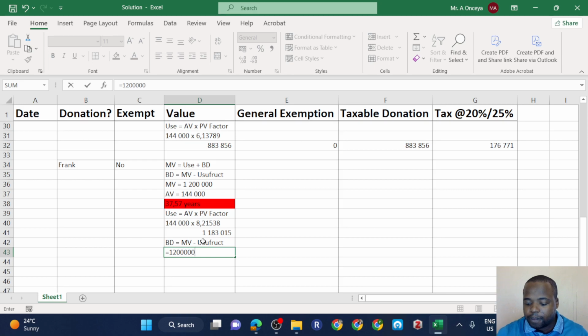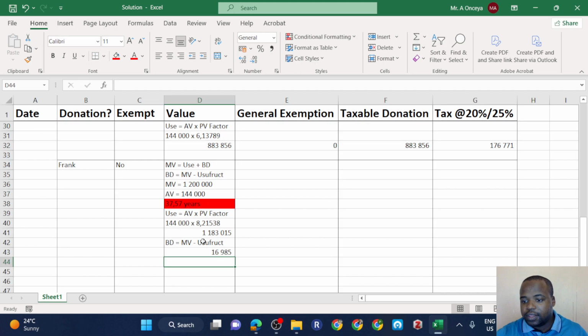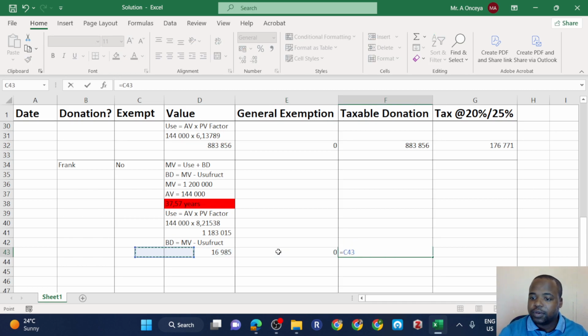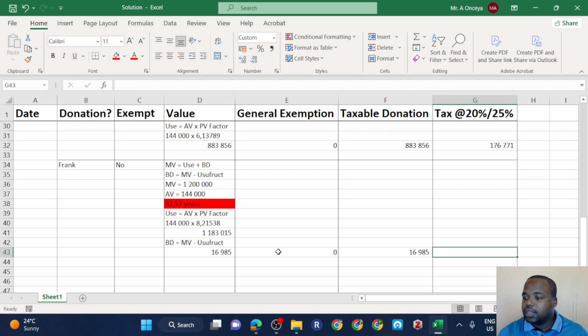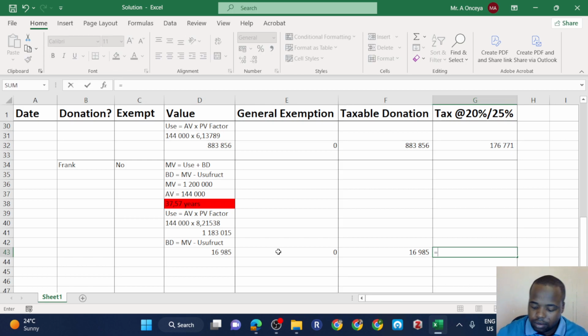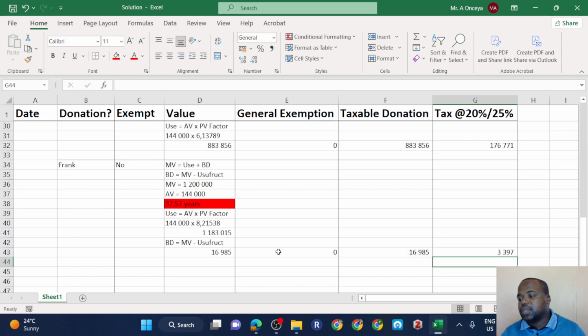1.2 million minus that value right there, which is 16,985 rands. He's used up his exemption, so the taxable donation is that, and then we need 20% of that. Multiplied by 20%, you get 3,397 rands. And that's as complex as it gets, guys.